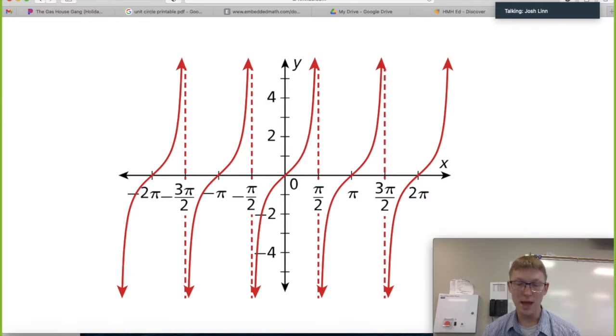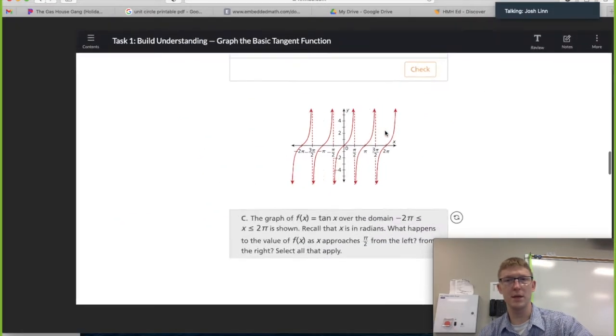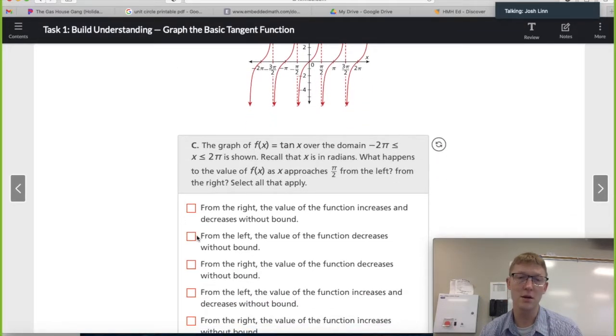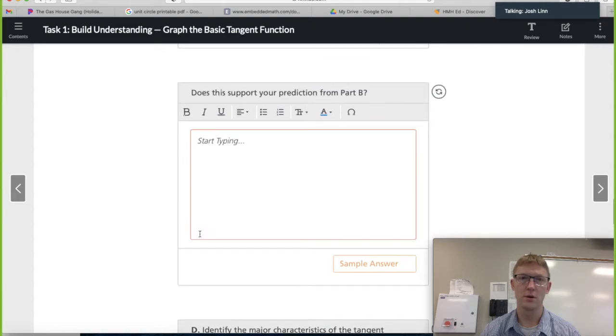So our domain is all real numbers except odd multiples of pi over 2, pi over 2 times 3, something like that. So there's going to be some domain issues. Keep that in mind as we move forward.